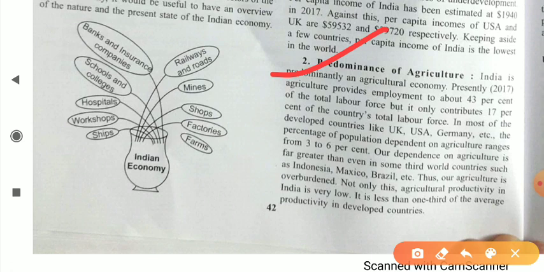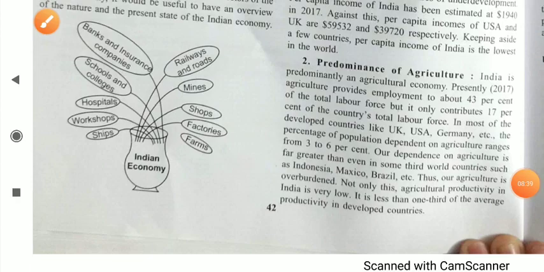Dear student, also keep in mind that the contribution of agriculture in GDP is low. But most of the people in our country are still engaged in agricultural activity. Just keep in mind that the workforce participation in agriculture is too high as compared to other sectors. So that's why the predominance of agriculture is a characteristic of this economy.